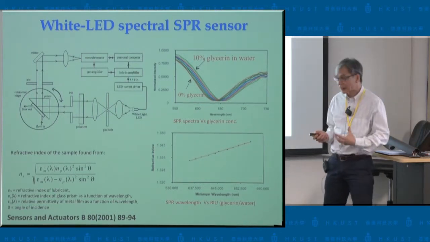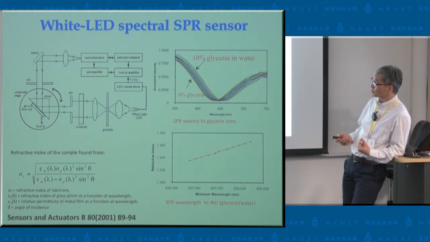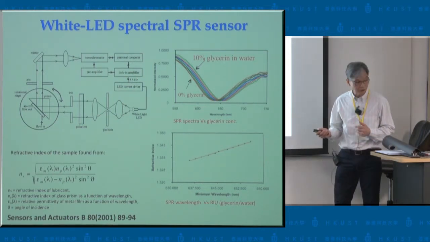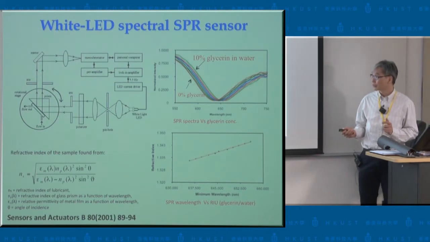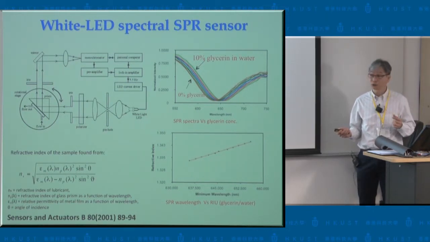So then the system started to evolve, and we moved on to, instead of using a laser beam, using white light. White light of different frequencies gives you different momentum, and they also have different resonance. So this is white light alone from the LED, and different refractive indices give you different resonance dips in the spectral range. That's not very sensitive because with white light spectral detection, it's very difficult to locate the dip very precisely. So the resolution, you may be looking at about 10 to the minus 6 refractive index units.